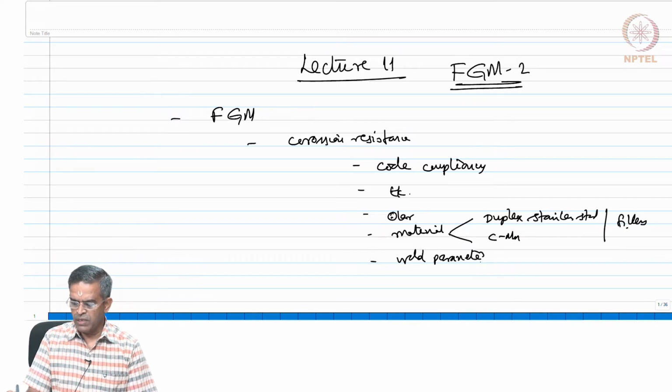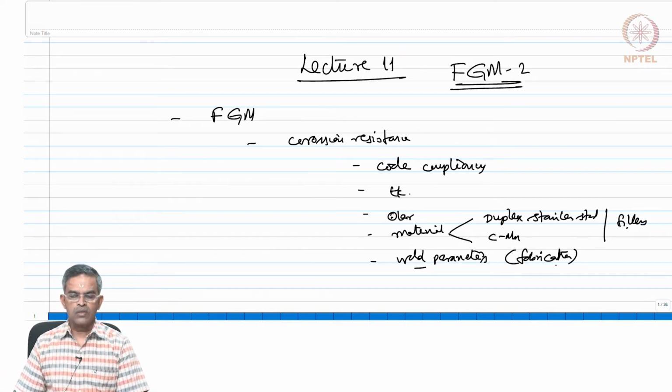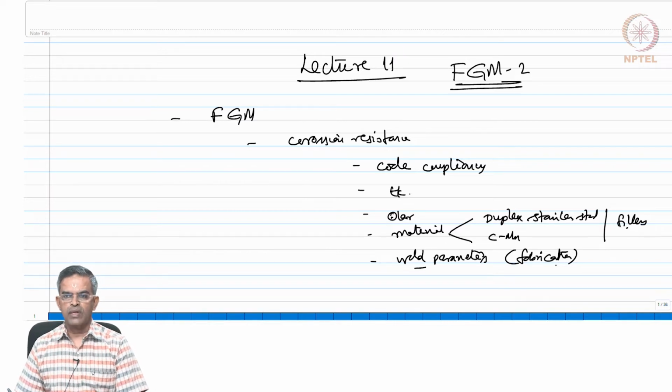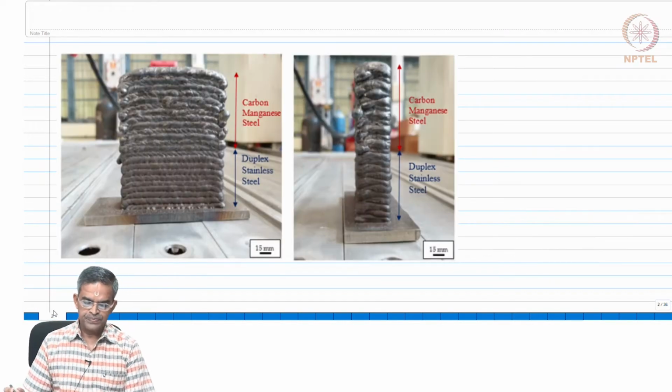We do not call them weld parameters, actually they are fabrication parameters. Why is it called a weld? Because we are using a torch to control the rate of flow of the wire. So we call that a weld actually, okay. So once you deposit this by layers, this is what you get.